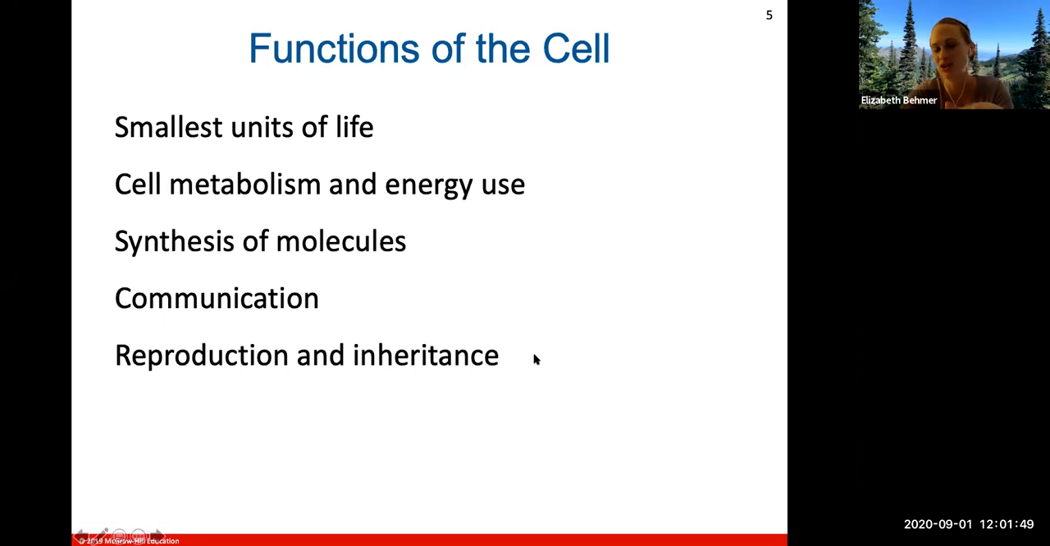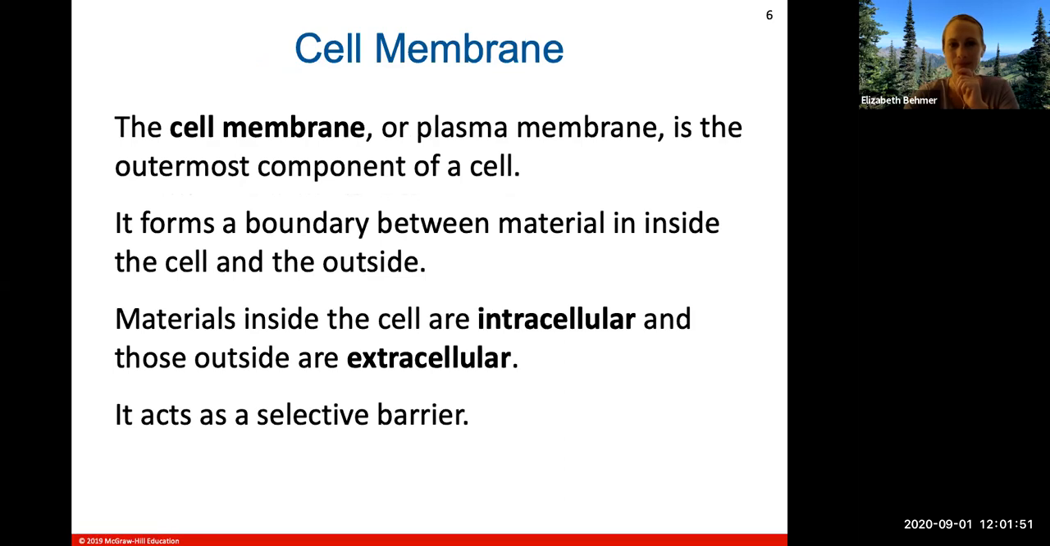It passes on its genetic material. The cell membrane, or plasma membrane, is the outermost component of a cell. It forms a boundary between anything inside and outside. Materials inside the cell, we call them intracellular. So this prefix intra means inside the cell, and anything outside the cell would be extracellular.